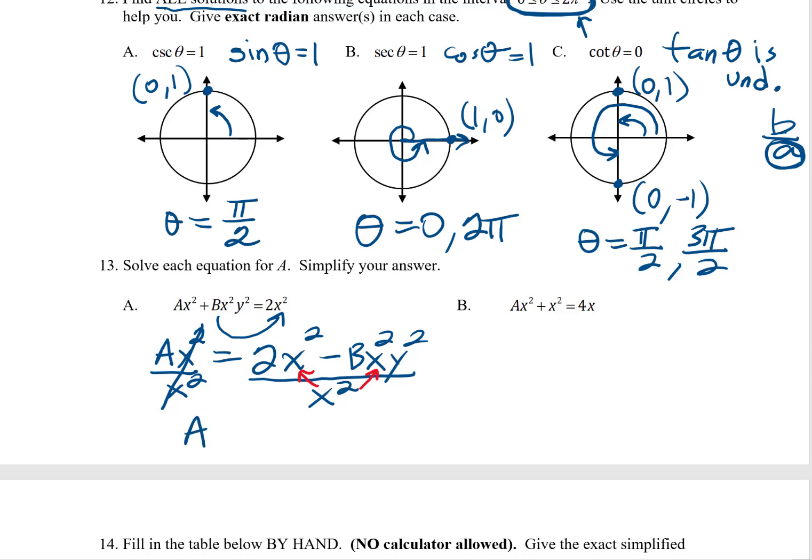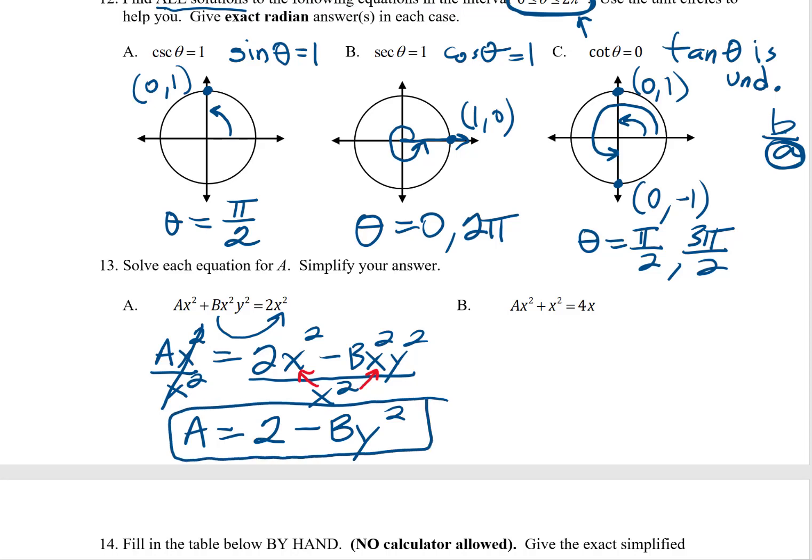I'm going to end up with a equals, let's see, 2x squared divided by x squared. The x squareds would cancel, leaving me with just 2. Same thing in the other term. The x squareds would cancel, leaving me with just b y squared. And so I don't even have a fraction. Here's the final answer where I've solved for the a.